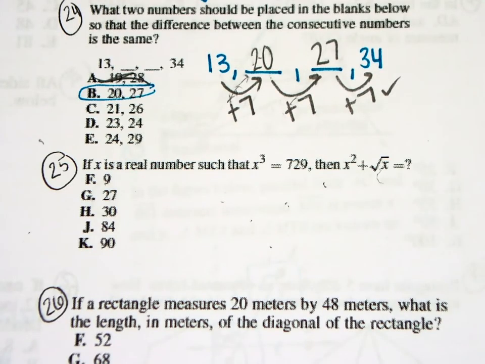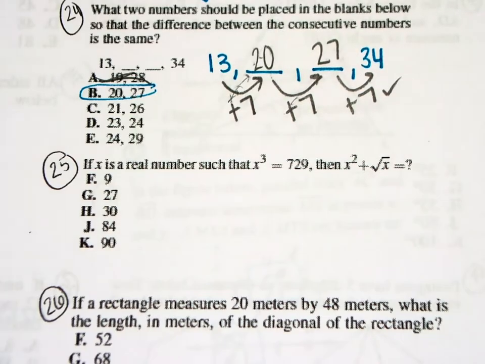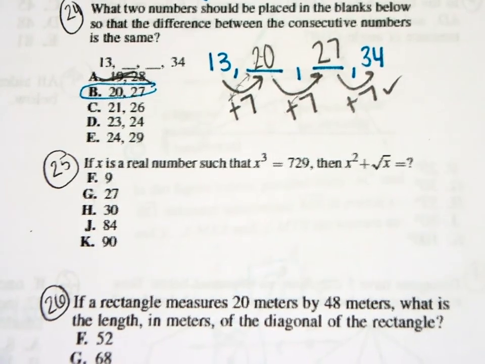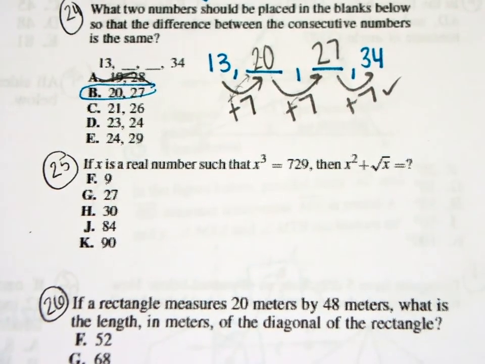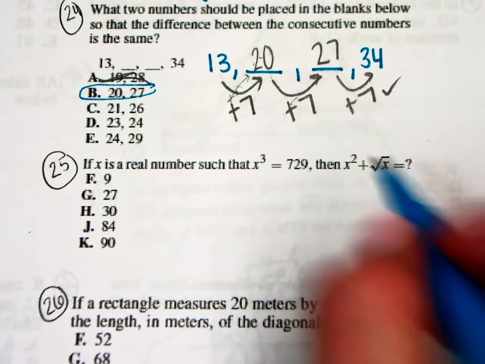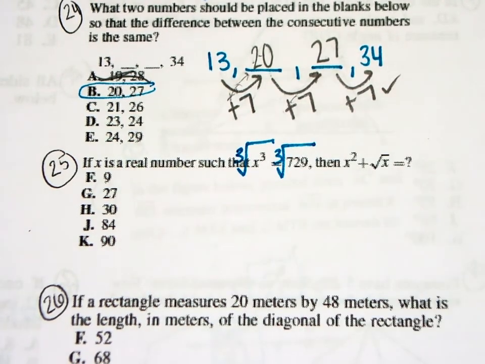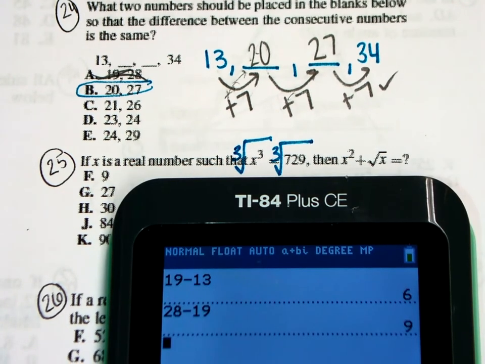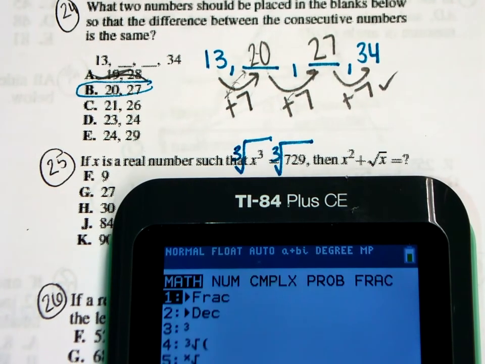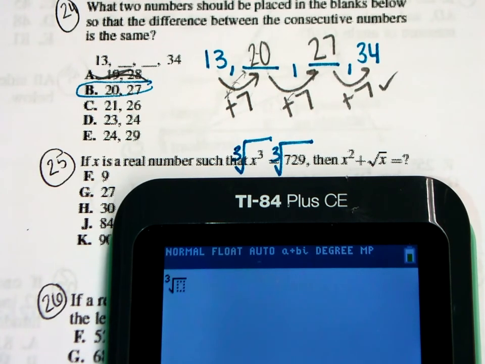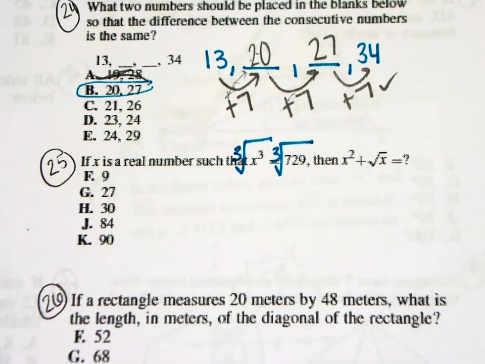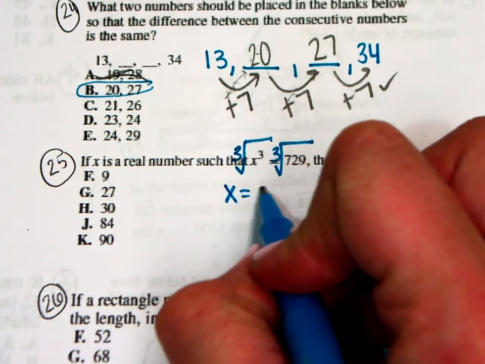25, we've got real numbers. x cubed is 729. Then x squared plus the square root of x equals blank. Well, to find this answer, I'm going to cube root 729. So in my calculator, the way I get to cube root is I press math, and I pick option 4. The cube root of 729 is 9. So that means that my plain old x value is 9.